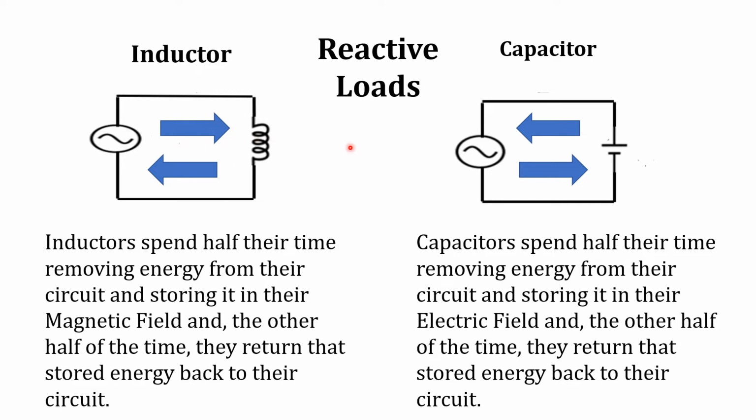Notice too that the blue arrows in the inductor's circuit are in the opposite direction of the arrows in the capacitor's circuit. This is done to show that their actions in real time are opposite one another. When the inductor is removing energy from its circuit and storing it in its magnetic field, the capacitor is returning the energy that had been stored in its electric field back to the circuit. We'll soon see how this out-of-sync activity can be used to our advantage.